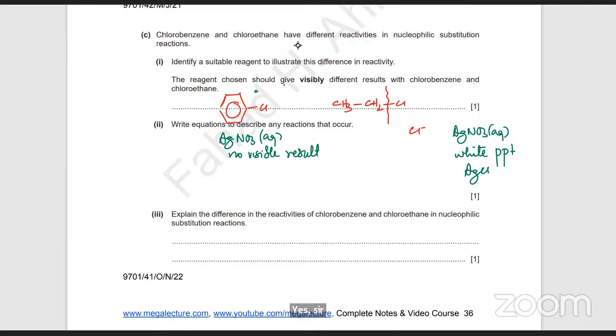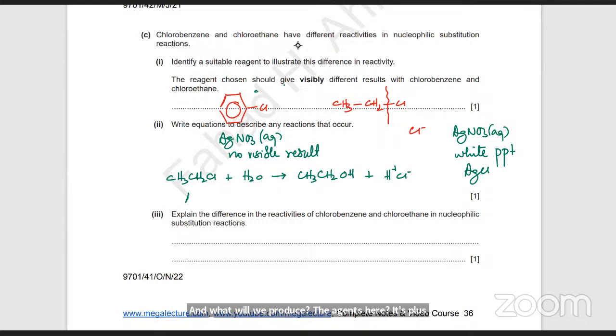So write an equation to describe any reactions that occur. तो वो दो equations होंगी. First thing will be that the halogenoalkane will react with water, it will hydrolyze a little bit. And what will be produced? H plus and Cl minus in the solution. And then the Cl minus will go and react with silver ions and they would form AgCl solid.